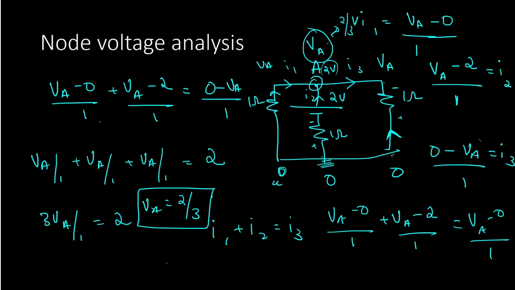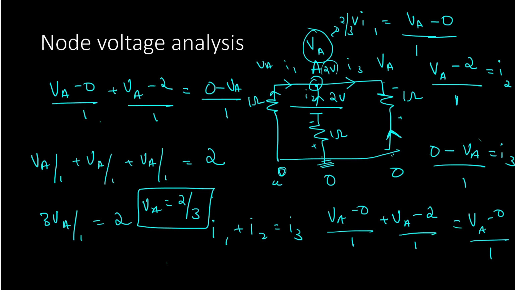Once we figure out this potential, if we want to find the branch currents I1, I2, I3, all you have to do is input VA into these branch currents and you directly obtain the solution. So this was a very simple example of node voltage analysis.